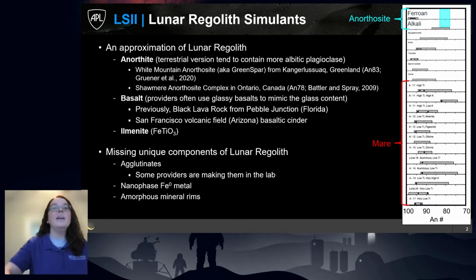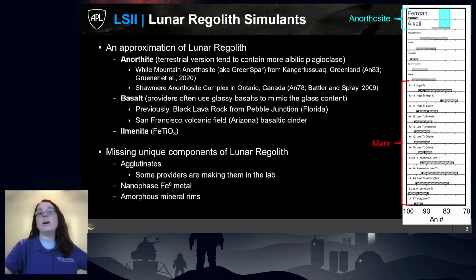Sorry about that. So lunar regolith simulants are composed of anorthosite. The US providers tend to use a couple of different sources. One is the White Mountain anorthosite, or green spar from Greenland. That has an AN content of 83. Or they use the Shawmere anorthosite complex from Ontario, Canada, which has an AN content of 78.